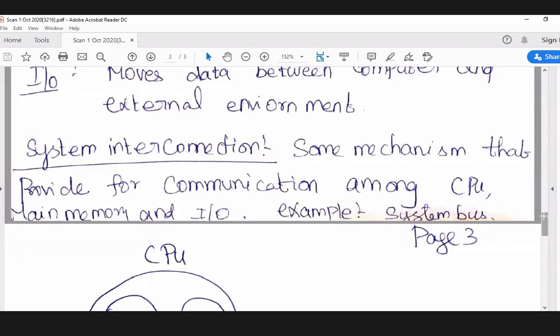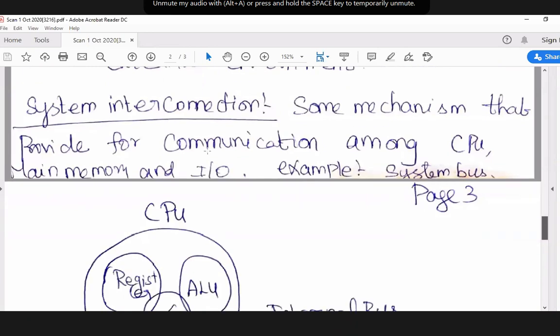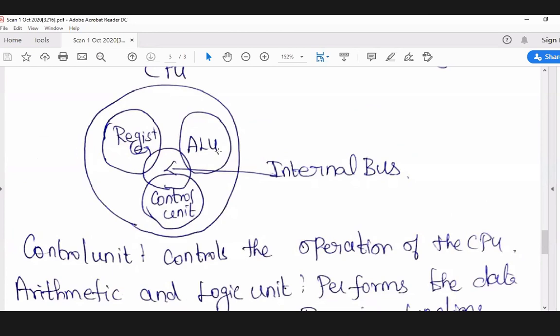So CPU is having registers. There is an ALU. We call it arithmetic and logic unit. It performs all arithmetic operations and the logic operations. Finally, there is a control unit.